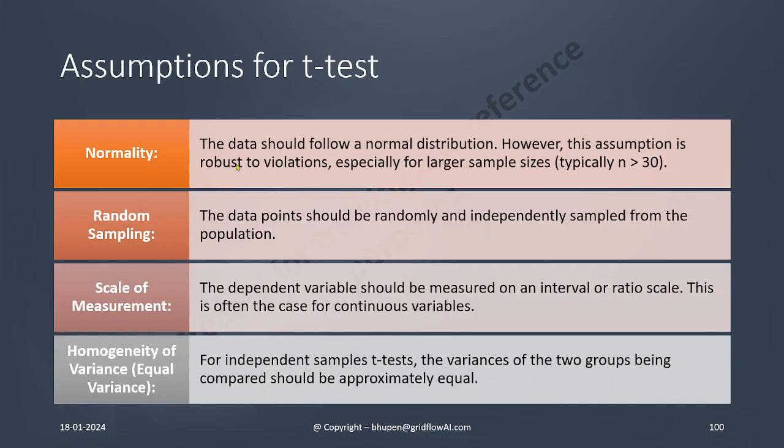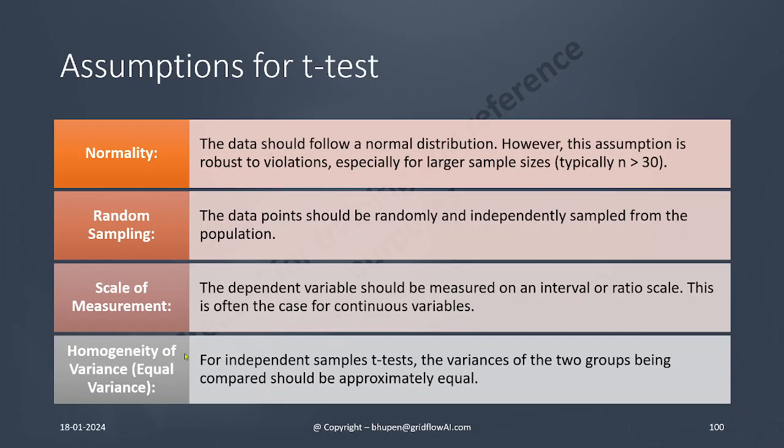So before I show you the Python implementation of t-test, there are some assumptions. The data for a typical t-test should follow a Gaussian or normal distribution. But this typically is not so important. If you have a large number of samples, let's say 100, 200, or 500, then this normality requirement is not needed. Data should be randomly sampled, independently sampled from the population. It should not be based on any pattern. Scale of measurements should be continuous. The t-test is only for continuous data.